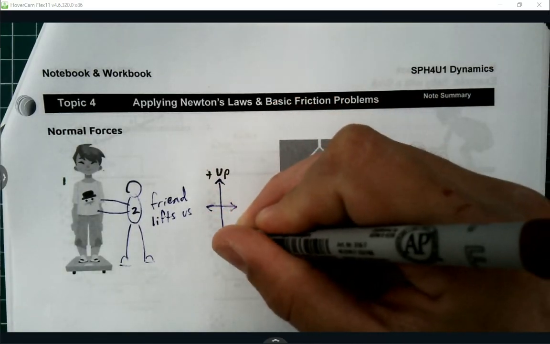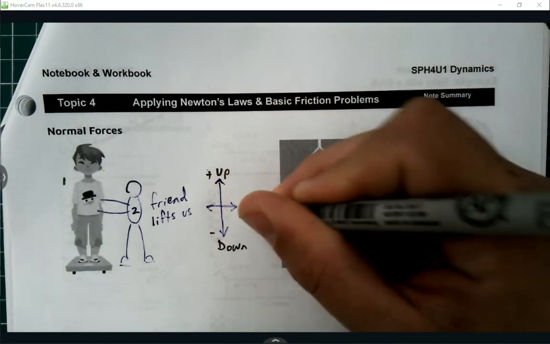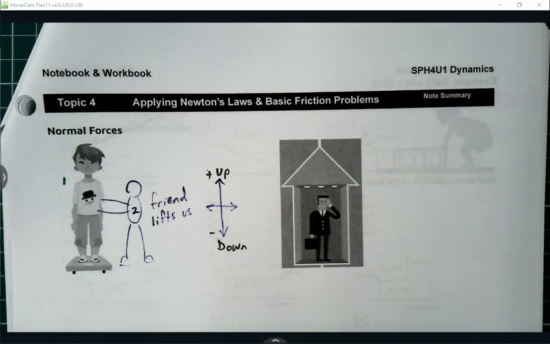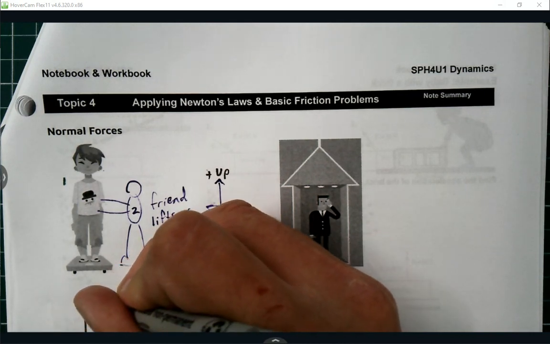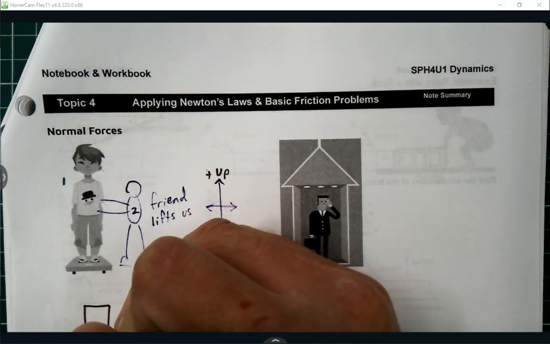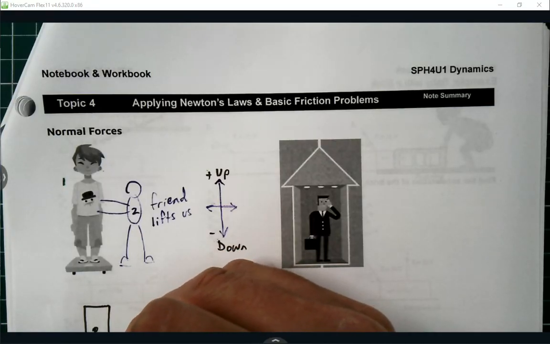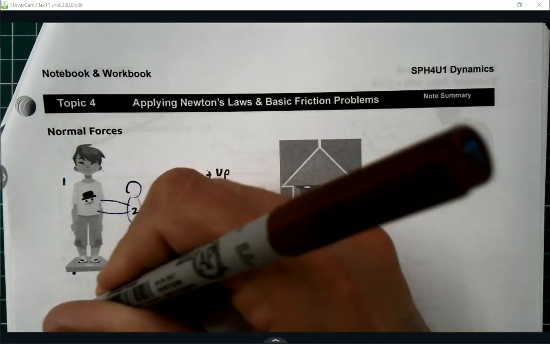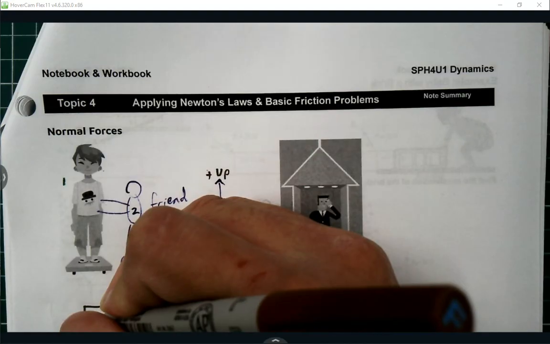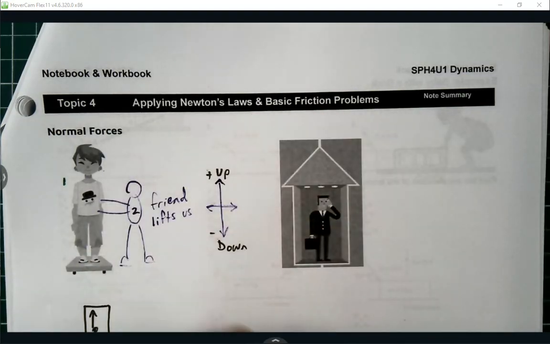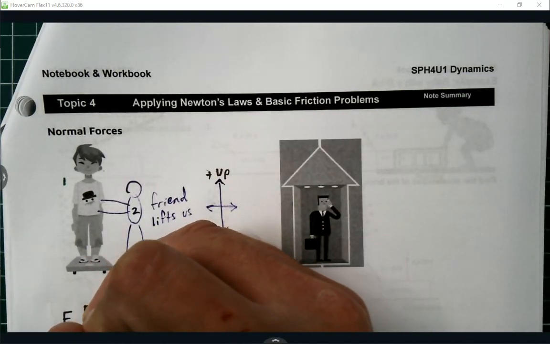We're going to do up, down, and I'm not even going to write left to right because this is a one-dimensional problem if we're just lifting somebody. So I'm just going to forgo that one. And if we do the free body diagram for the person that's on the bathroom scale, we might have force due to gravity acting on person 1. We've got force of 2 acting up on person 1.